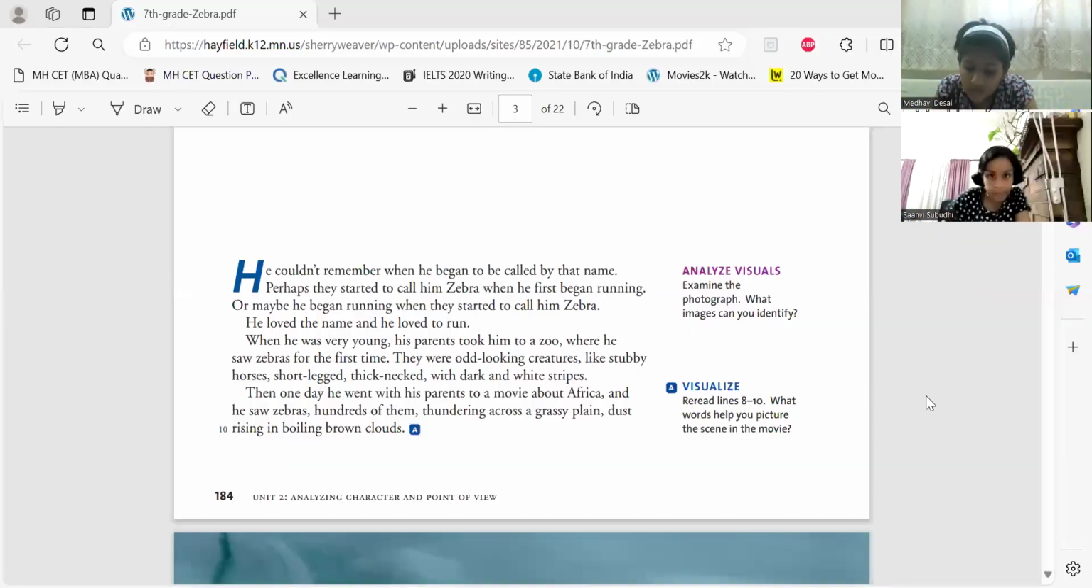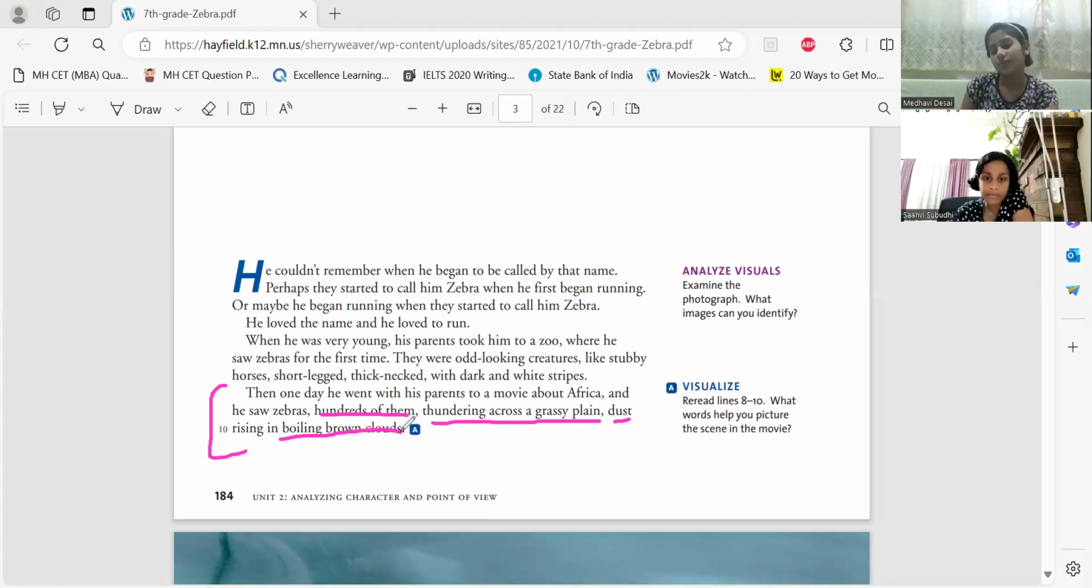So based on this, I'd asked you to read this. And there are certain phrases which help you to visualize, and I've asked you to visualize. So based on these 3 lines, there are hundreds of zebras thundering across a grassy plain, the way they show it on Discovery Channel, all of them racing. Dust, because obviously if it is dusty and muddy, then it would be rising in the air, and that's what makes boiling brown clouds. That means all the dust which is there in the air makes it look like that. Do you understand? That helps you to picture the scene in the movie.